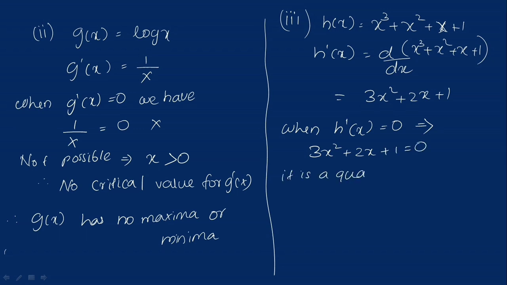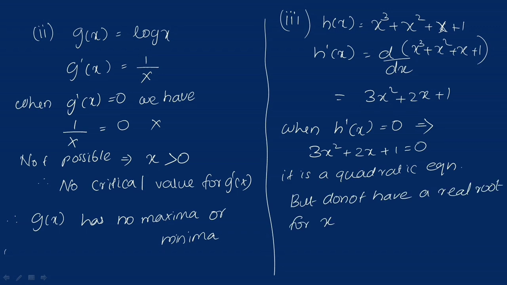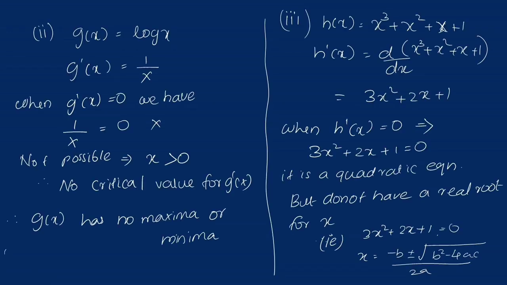When h dash of x is equal to 0, we can write 3x square plus 2x plus 1 is equal to 0. And this is in the form of a quadratic equation, but we cannot find a real root for x. So how is it possible? So let us use the formula to find x here. So x is equal to minus b plus or minus root b square minus 4ac, by 2a. We are using that equation here. So if we use that equation here, we will be substituting the values for b, a and c.